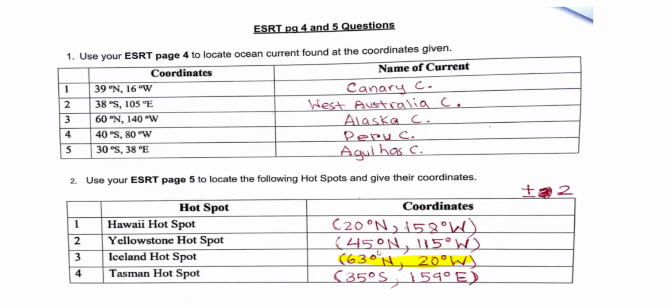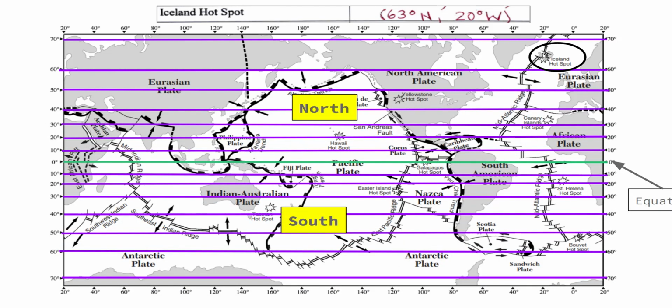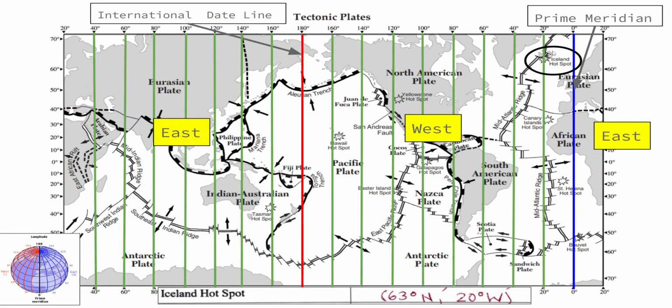Next is Iceland hotspot. It's 63 degrees north of the equator. Here's Iceland hotspot. It's around 63 degrees north of the equator, and it's 20 degrees west of the prime meridian. Here's Iceland's hotspot. It's 20 degrees west of the prime meridian.